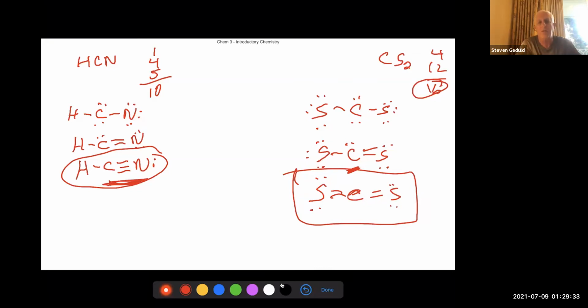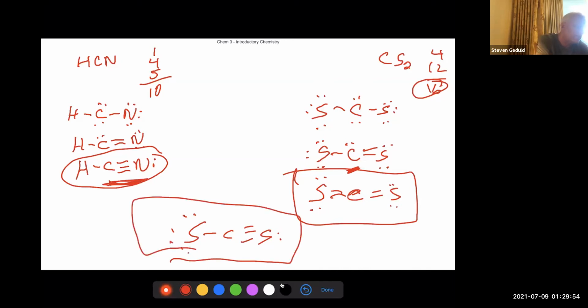Now, you see me do a couple things, like moving things around. You could have a Lewis structure like S, C, triple bond S, and that would still work. That would still give you, let's see, 2, 4, 6, 8, 10, 12, 14, 16, right? So this still has 16 electrons, and this has 16 electrons. The reason it's this one and not this one is because of formal charges.